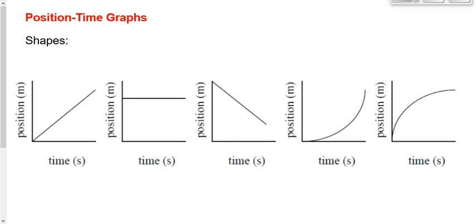Today we're going to push forward a little bit. We move from equations describing motion to graphs that describe motion. On the board right now you see 5 examples of what we call position time graphs.